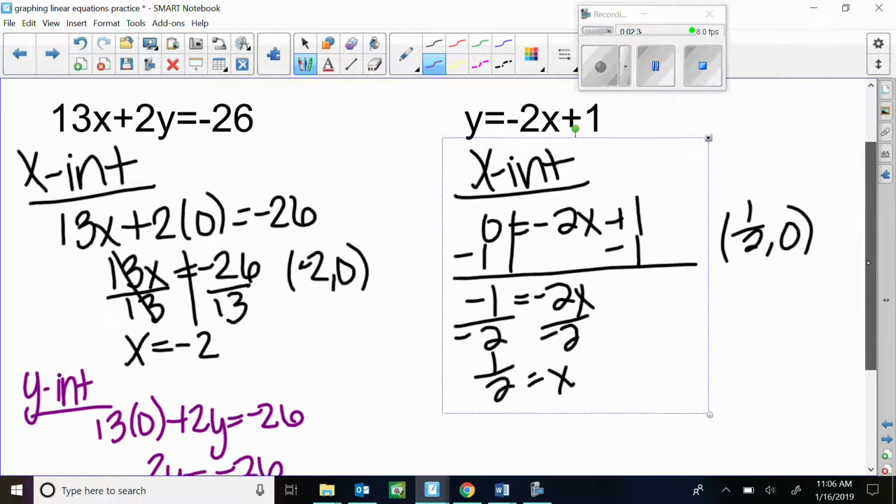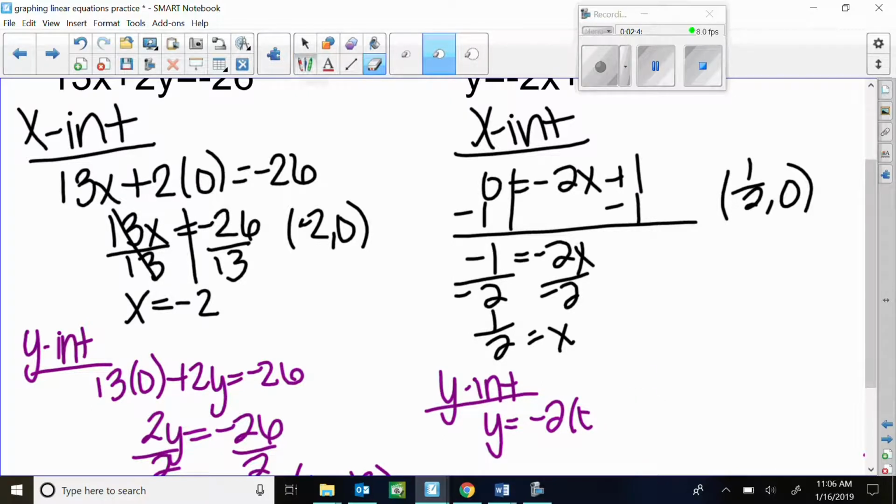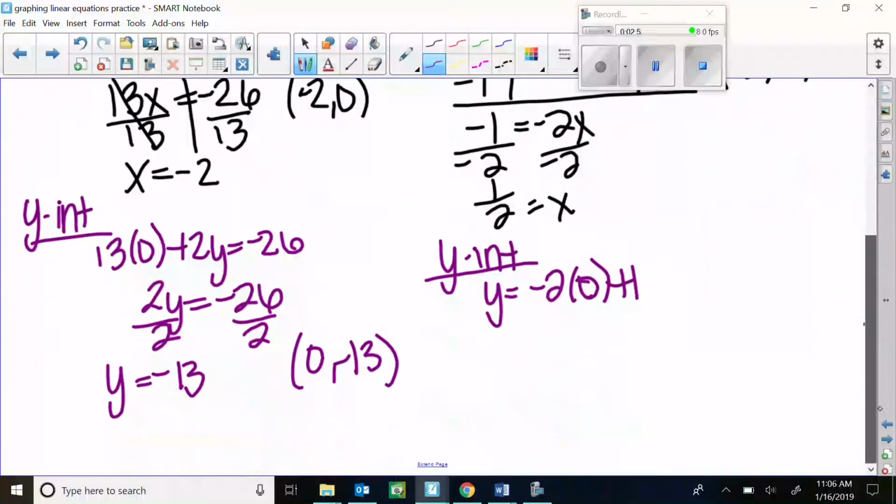To find the y-intercept, I'm going to plug 0 in for x. So I'm going to have y equals negative 2 times 0 plus 1. Let me write that a little bit different. There we go. 2 times 0 is 0, so y equals 1. So (0, 1).